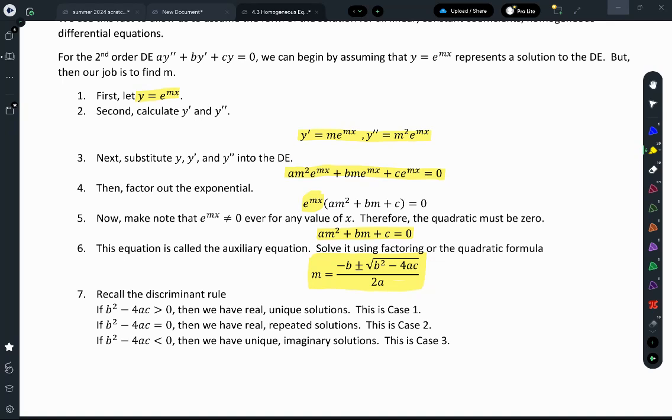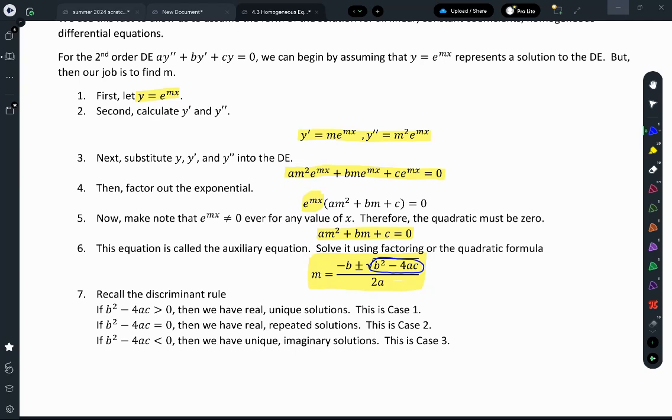And so if m is equal to minus b plus or minus the square root of b squared minus 4ac all over 2a, then a very important part that gives us information about our types of solutions is what we call the discriminant. The discriminant is that b squared minus 4ac that sits underneath the radical. If that's a positive number, then that's great. We can take the square root, we get real solutions, and because of the plus and minus on the outside, we have two real unique solutions. And that's going to be case 1.